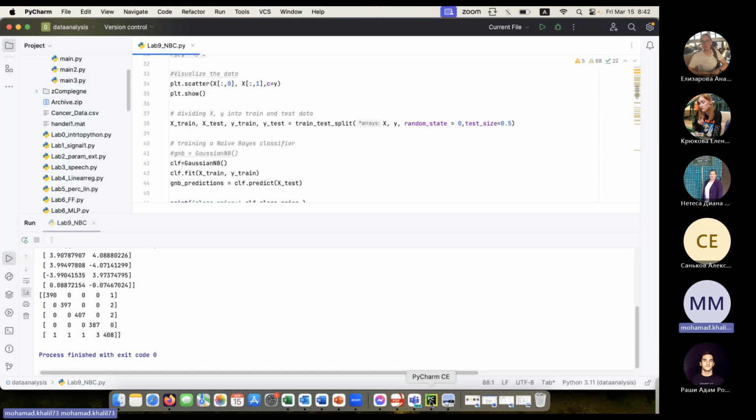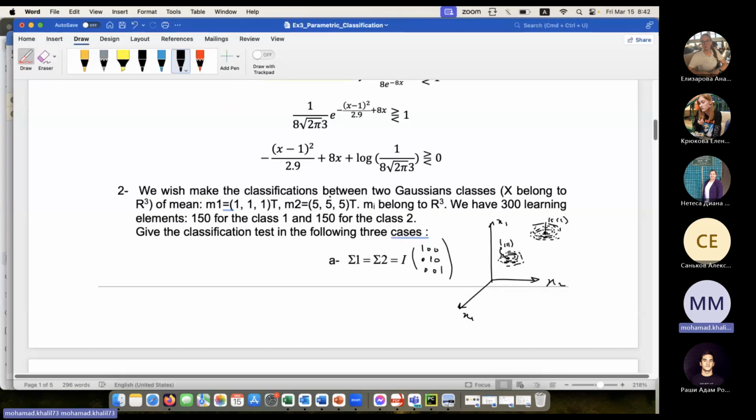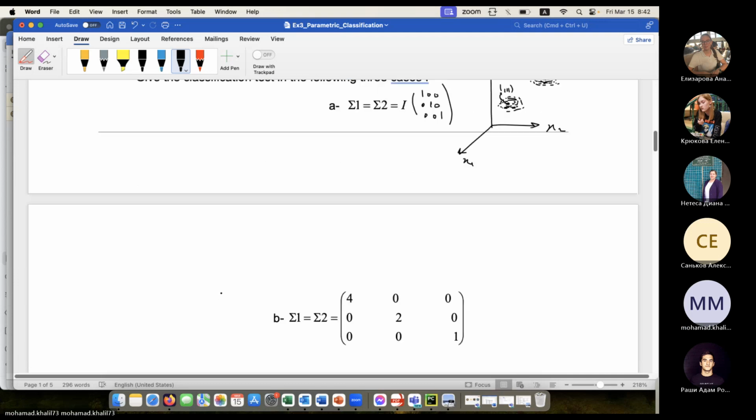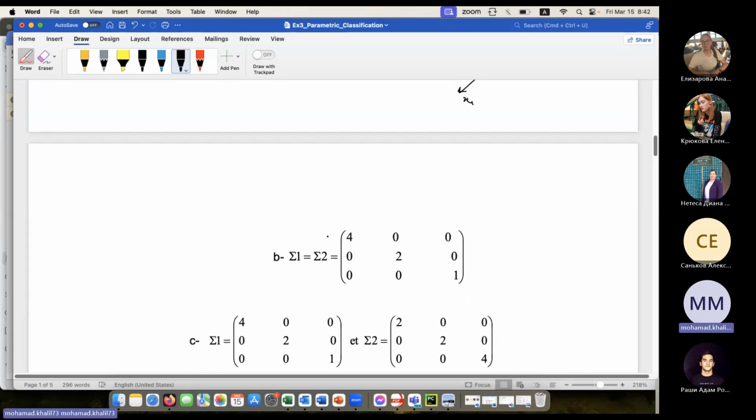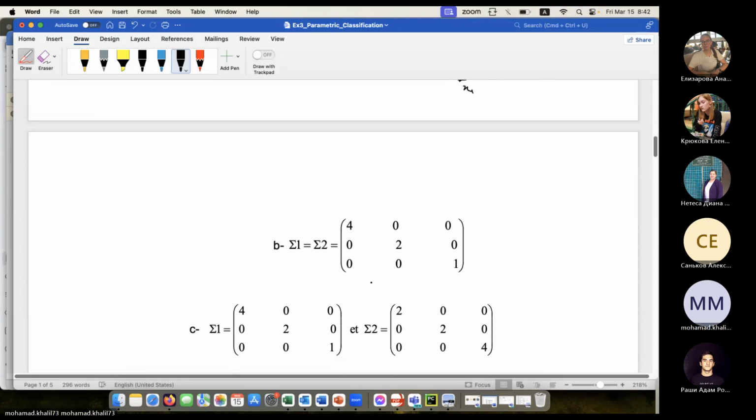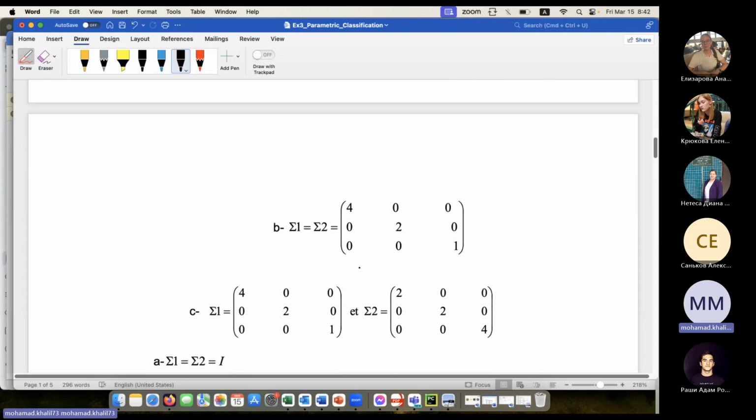So here sigma equals I, the identity. Identity means (1, 0, 0), (0, 1, 0), (0, 0, 1). And we also have to take the second case and the third case. If you want to plot this, do you have any question? No? Okay.